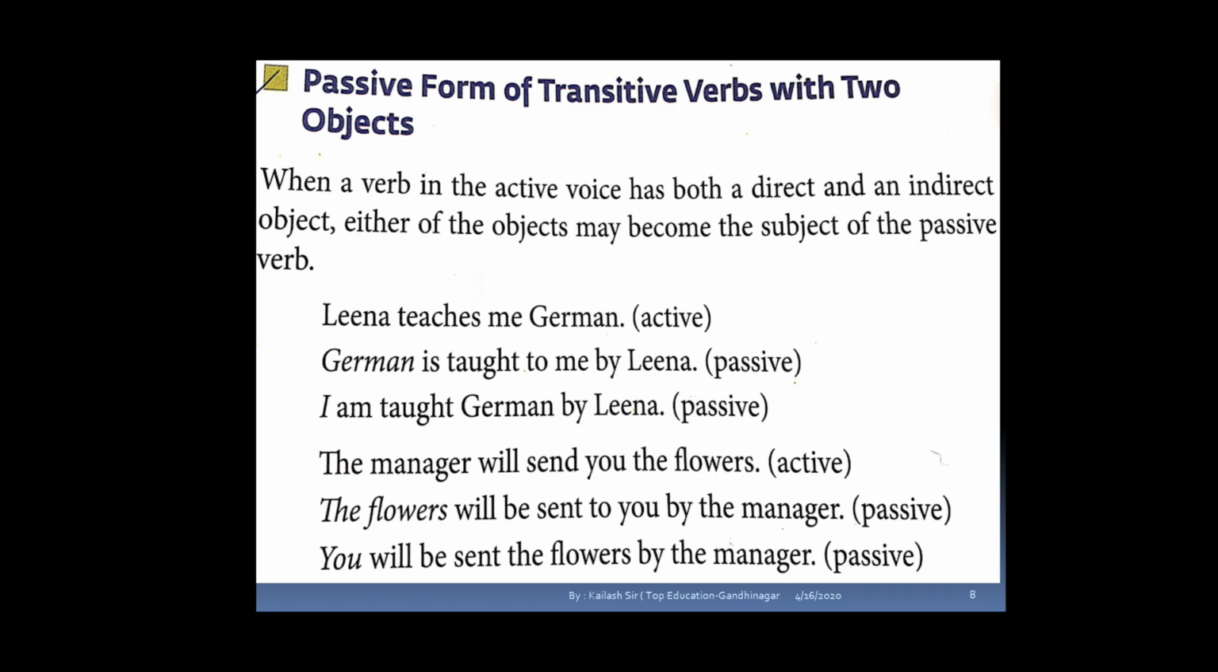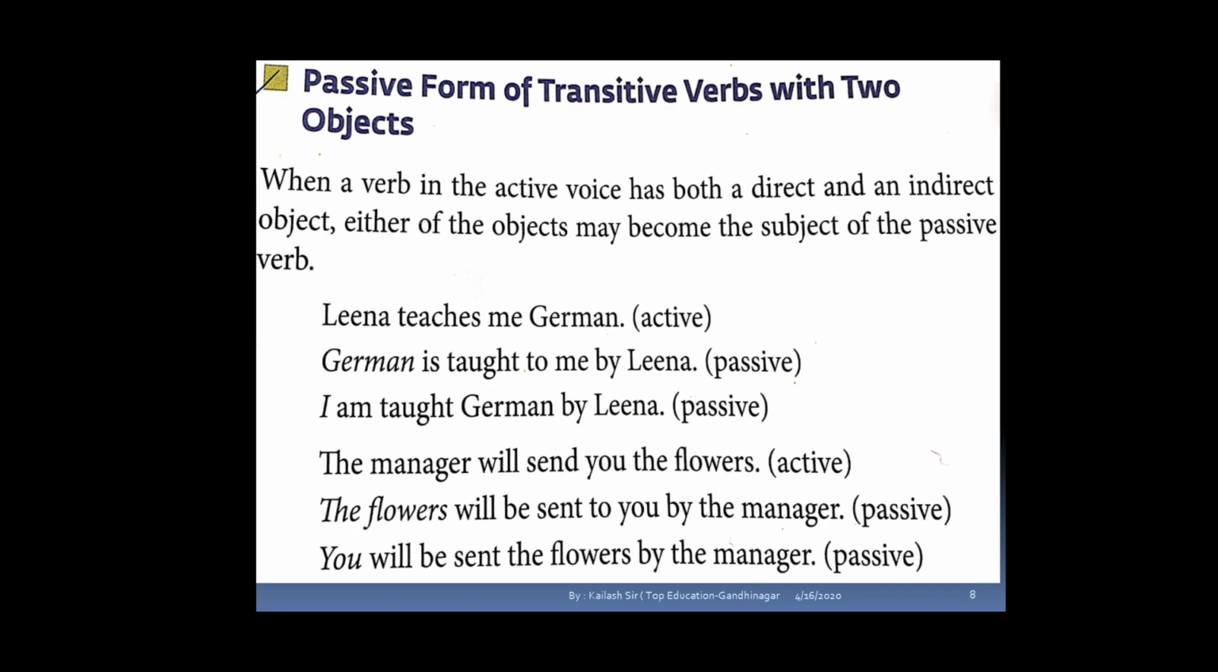The passive form of transitive verbs with two objects. Up till now you have learned one object, but there can be two objects also. In that case, when a verb in the active voice has both a direct object and an indirect object, either of the objects may become the subject of the passive verb.